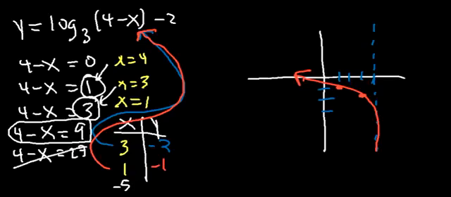We're not going to worry about this point, but that's just an extra point if you want it. Now let's say if we plug in negative 5 here. 4 minus negative 5 is 9. Log base 3 of 9 is, 3 to the what power is 9? 3 to the second power is 9. So log base 3 of 9 is 2. And then 2 minus 2 is 0.